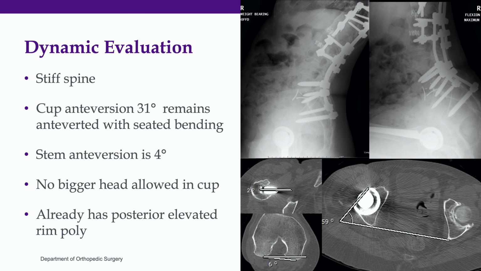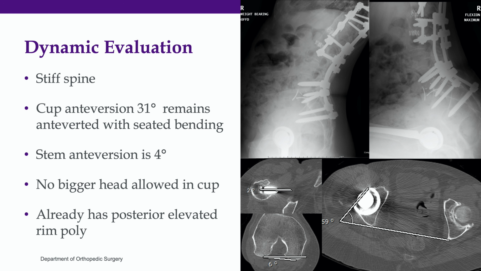If you look at the radiographic workup, this patient clearly has a stiff spine. And in the standing position, the cup was nice and anteverted. But even in sitting, the patient had 31 degrees of acetabular anteversion. And so the problem here is not inadequate anteversion of the socket, but the stem itself is only anteverted 4 degrees, as we were able to measure on a CAT scan.